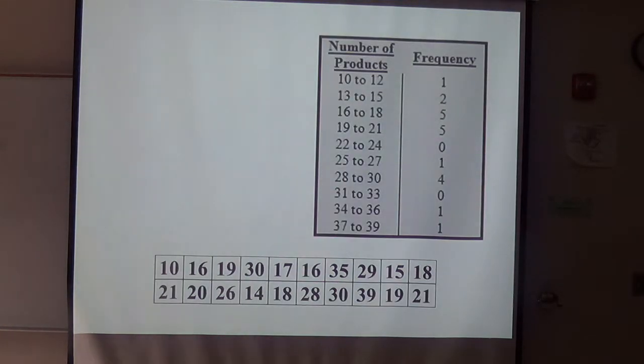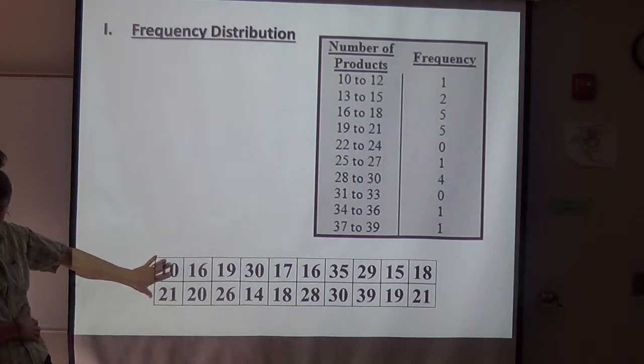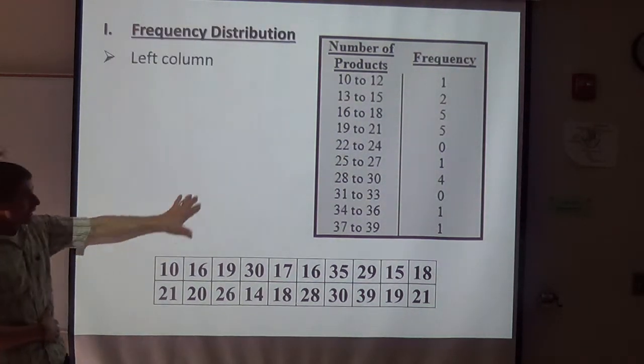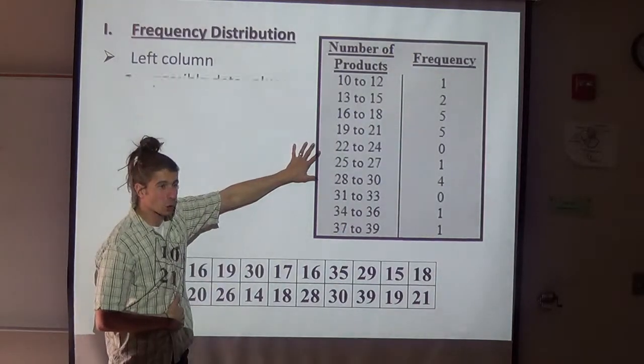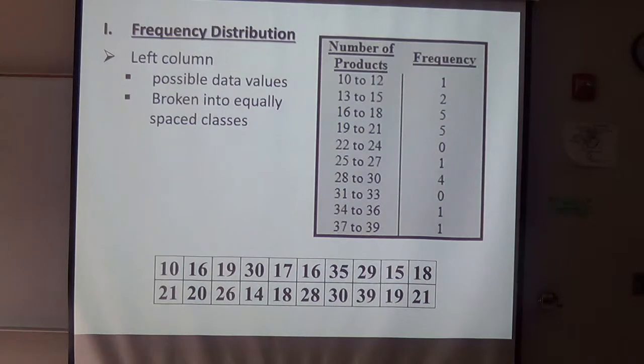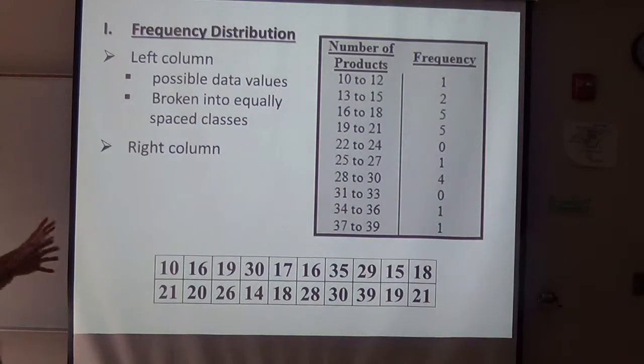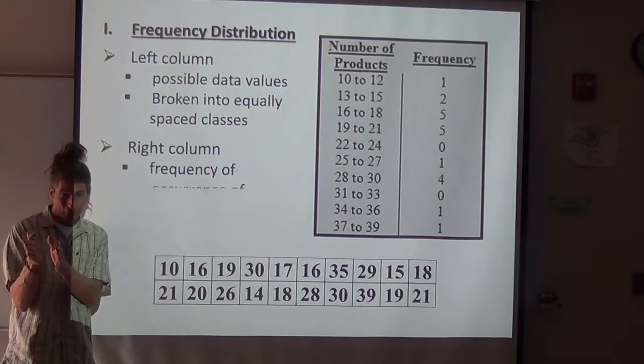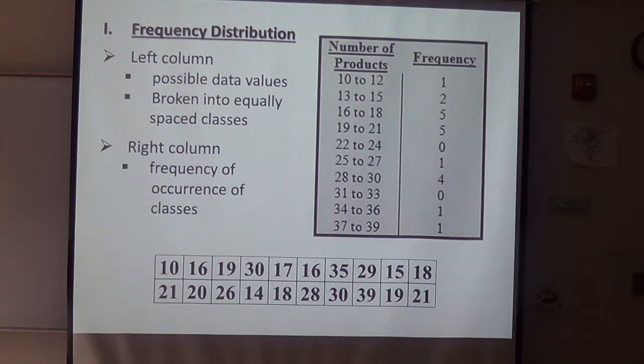So here's one way of collecting the data into a more organized format. Here's the same raw data down here. Here is an ordered grouping of the data called a frequency distribution. What that does is it breaks down the range. It takes Sarah's 10 through 39, but it breaks it up into ranges, and it gives us counts within the range.